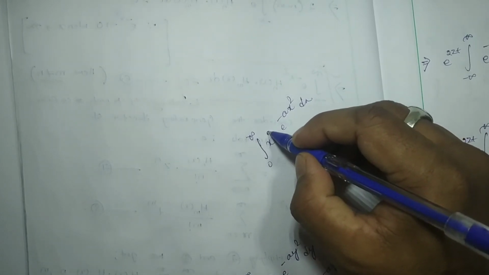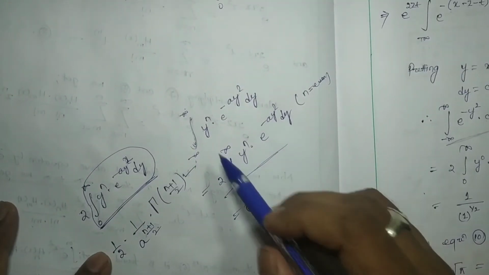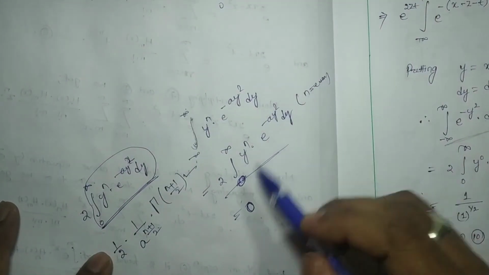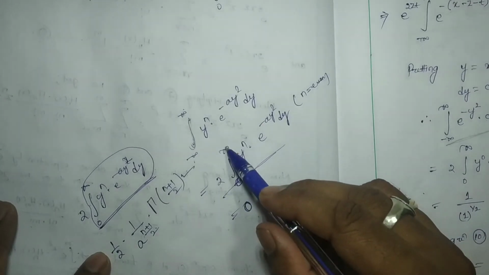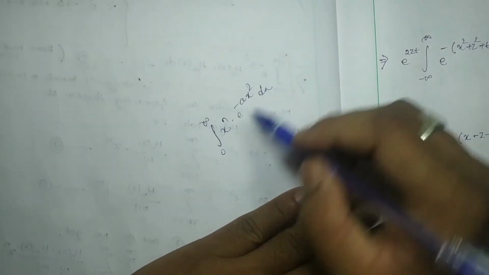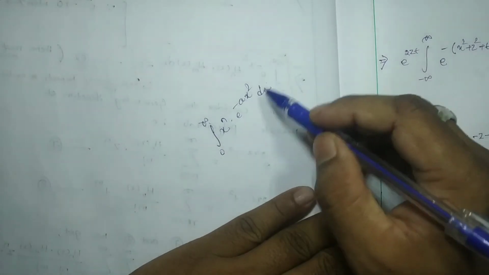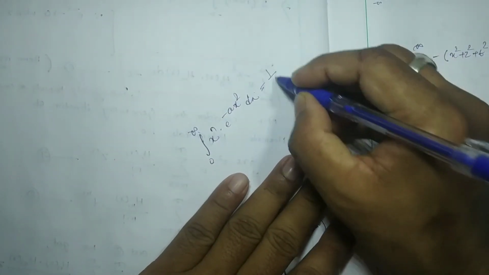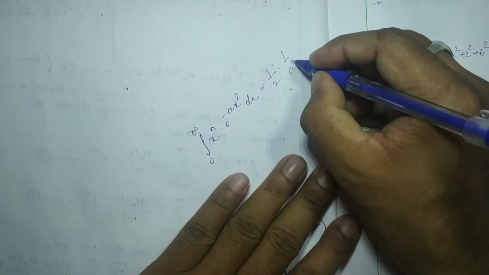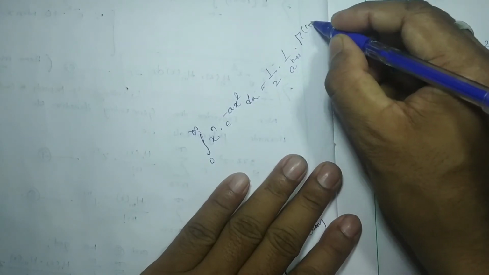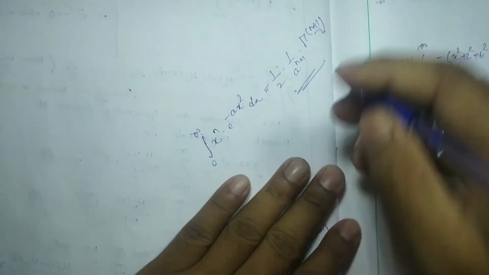This value is 3, 4, 5, whatever. Only minus infinity to plus infinity is there, which means we have to put 0 for odd, and for even this is 2 into 0 to infinity. But we only have this much, 0 to infinity, so we have to write 1 by 2 into 1 by a to the power n plus 1 into gamma n plus 1 by 2. This is the general formula.